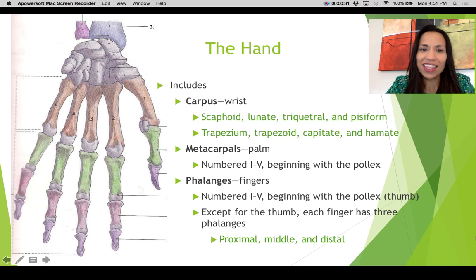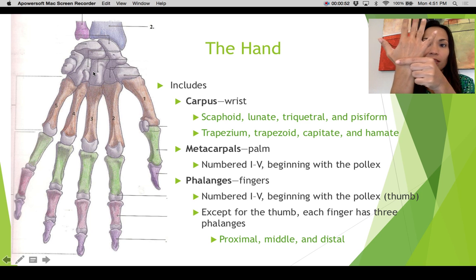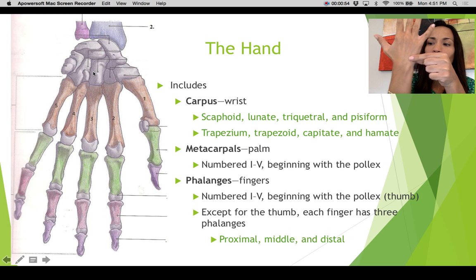Okay, finally, the hand. The hand consists of three different sections. We have, this is the carpal region, these are the metacarpals, and this, the green, pink, and purple bones, these are the phalanges. So in your hand, this is the wrist, the anatomical wrist. This is the carpal region.